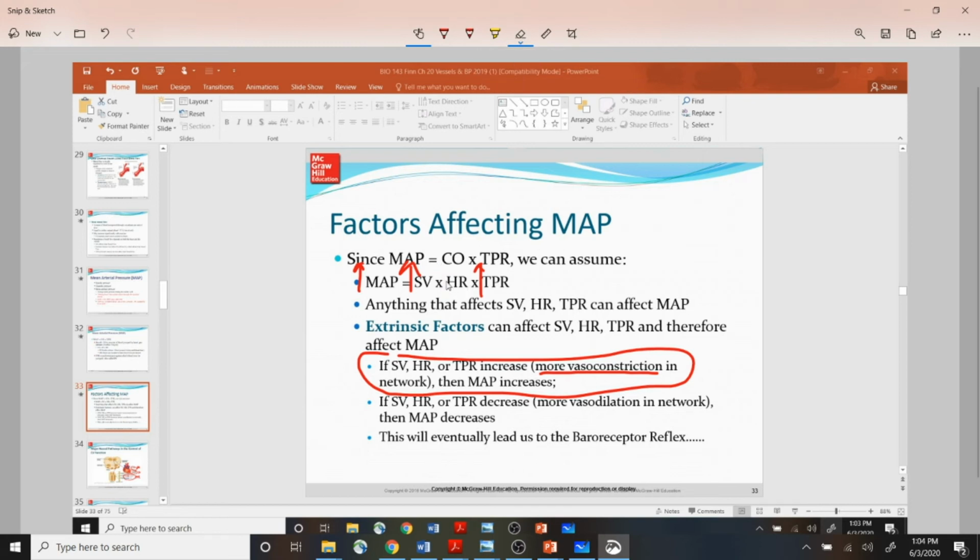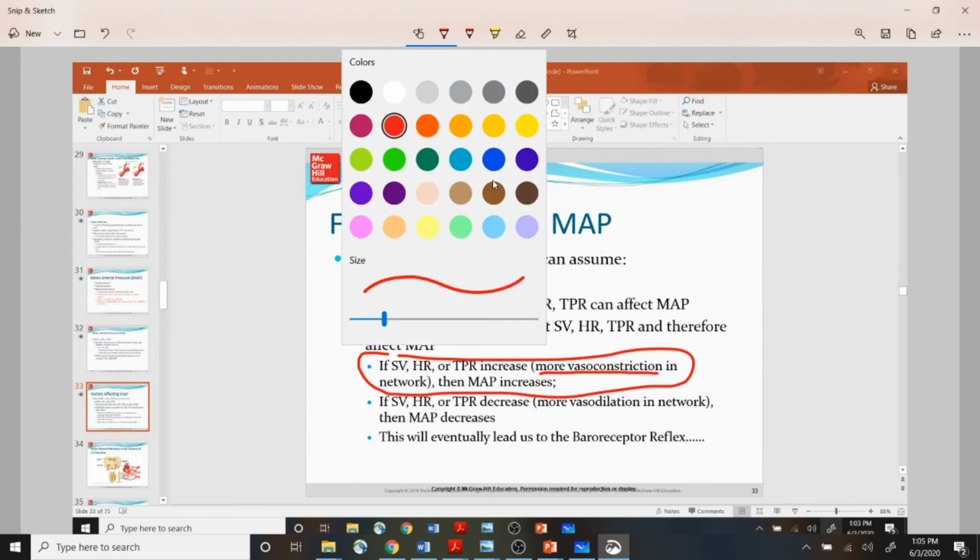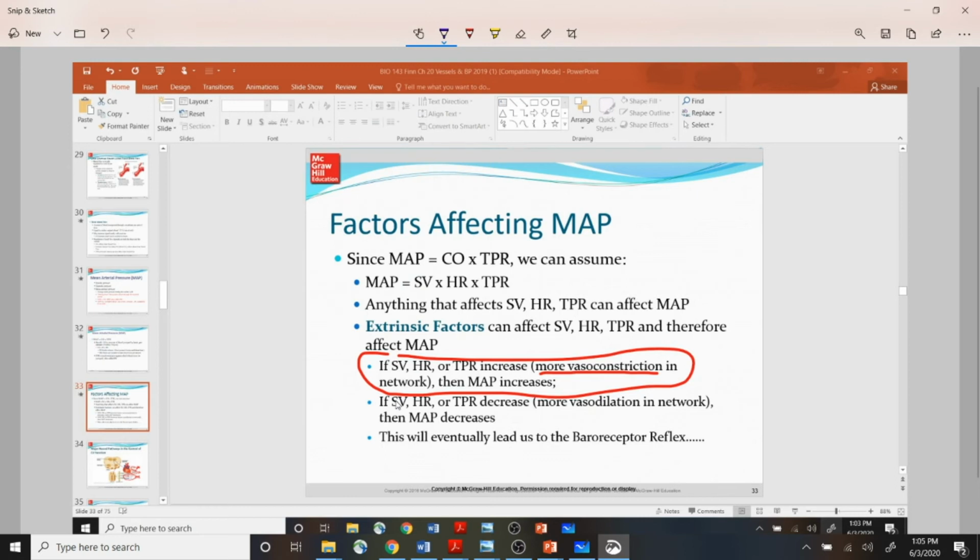Versus, which is a different color here, if any of these three decreases, stroke volume decreases, if heart rate decreases, if total peripheral resistance decreases, which means there's more vasodilation in the network, then mean arterial pressure decreases. Direct relationship. Now that's the easy part to understand.